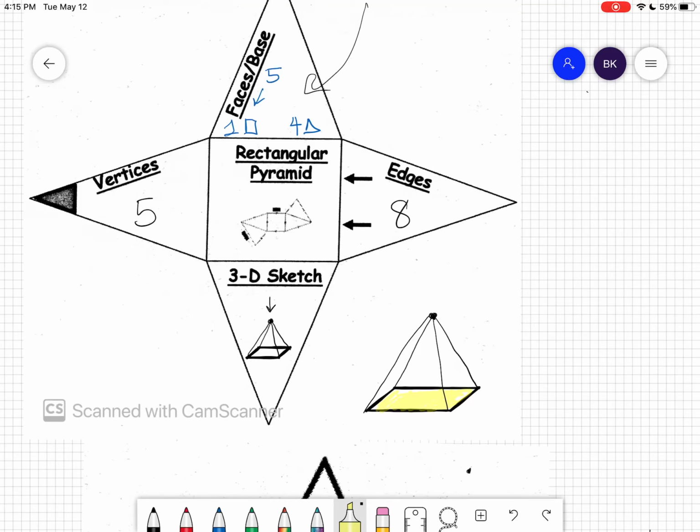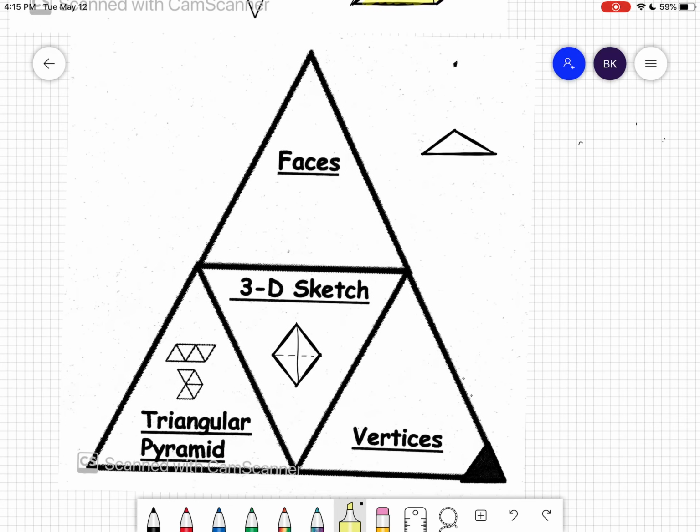And that's why we call it a rectangular pyramid. Now remember, faces of pyramids are always triangles. Again, faces of pyramids are always triangles.